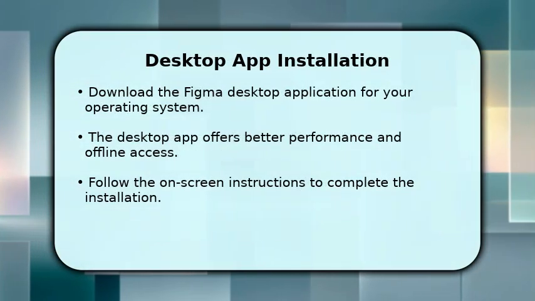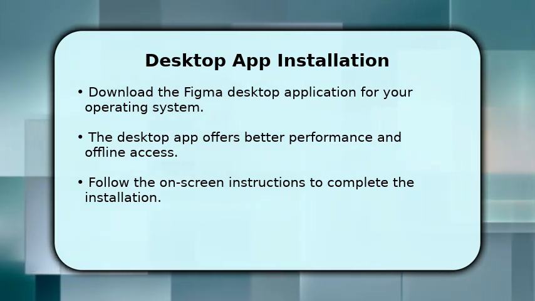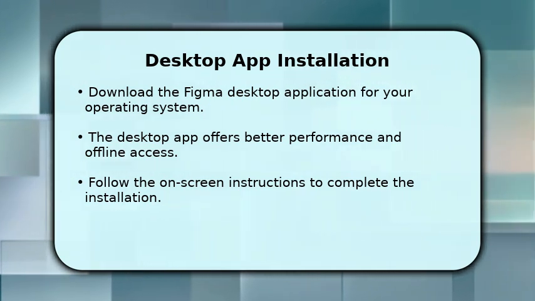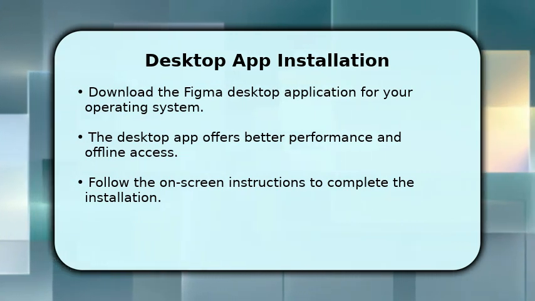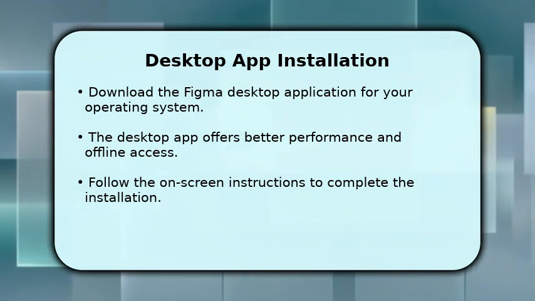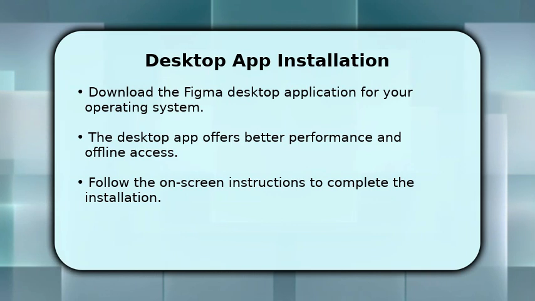Once your account is ready, it's time to get the desktop application. While Figma works in your browser, the desktop app often provides a smoother experience and allows for offline work. Head to the Downloads section on the Figma website and select the correct version for your operating system. Install it by following the simple prompts, then log in with the account you just created.